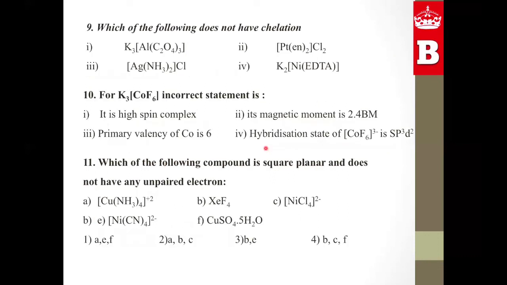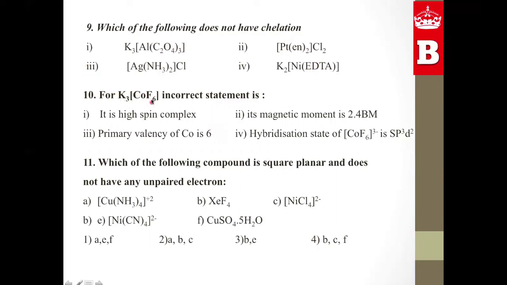Which of the following does not have chelation? Chelations are those in which didentate, tridentate or polydentate ligands come from a single molecule, single molecules which have more than one denticity. So oxalate, C2O4, is a didentate ligand. en, it's a didentate ligand. EDTA, polydentate ligand. NH3, monodentate, meaning its denticity is 1, and hence option 3 will be the correct one.